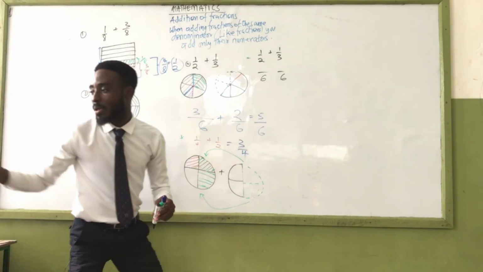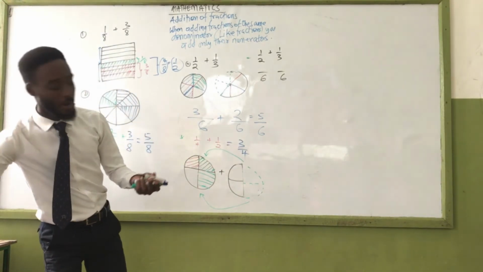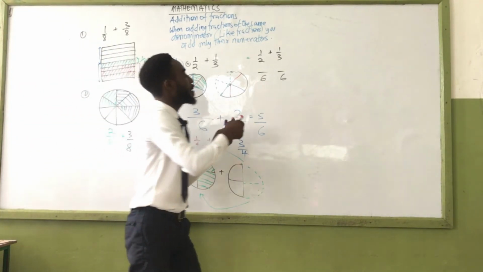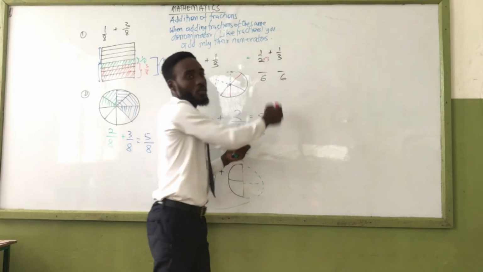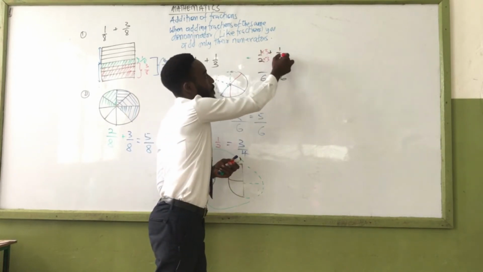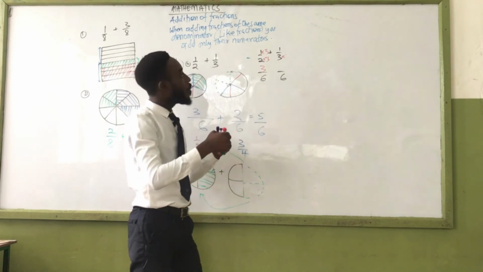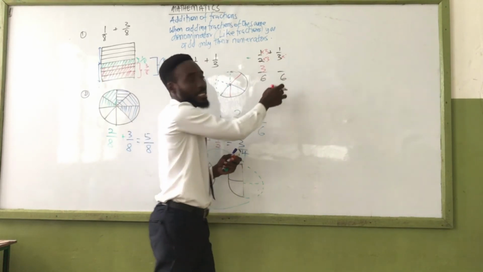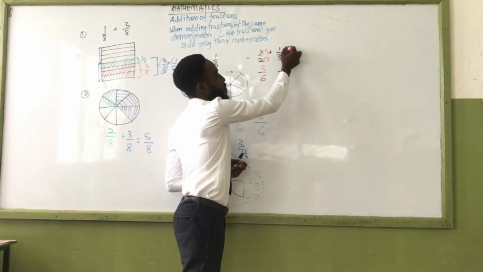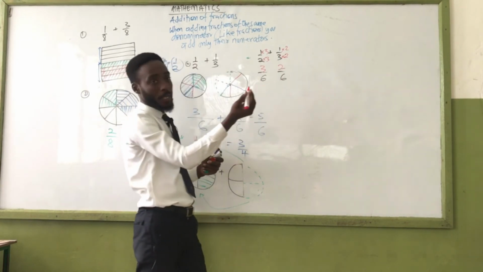Okay. All right. Times 3. What you do to the bottom, you do to the top. Times 3. That will be 3 over 6, right? Yes, sir. What do we do to 3 to get 6? Times 2. So we have 2 out of 6. Is that okay? Yes, sir.